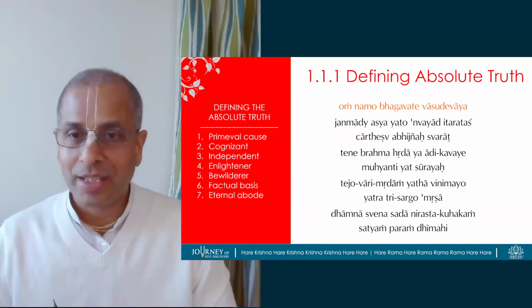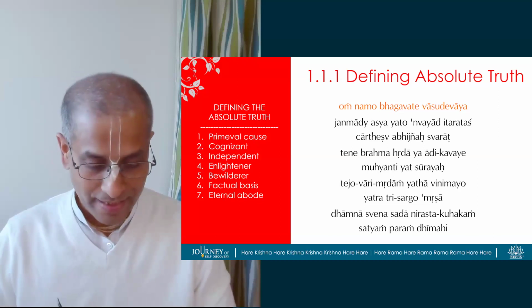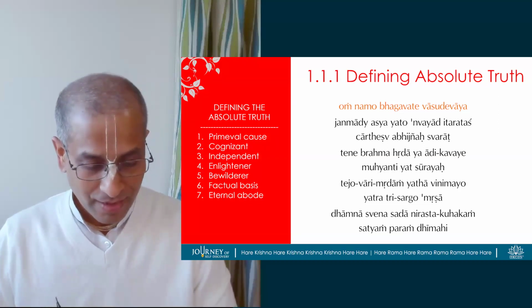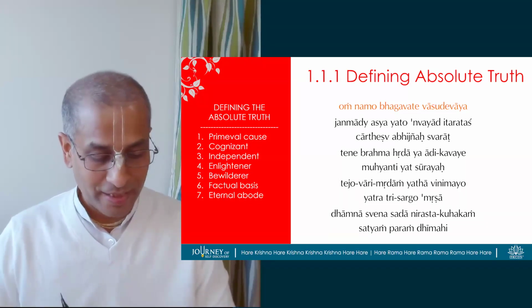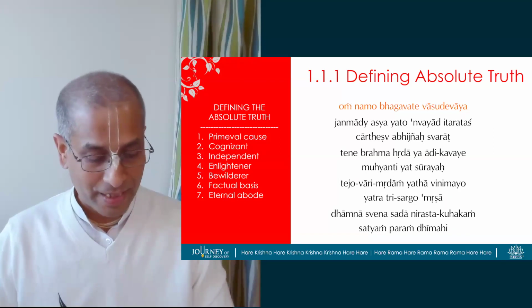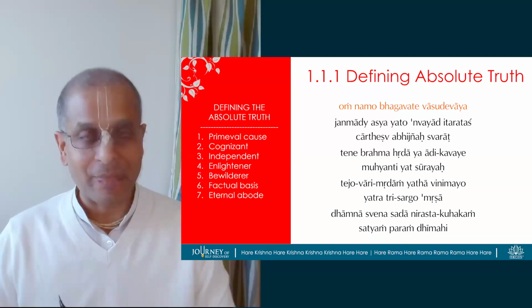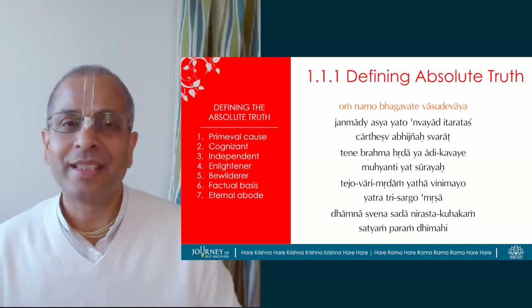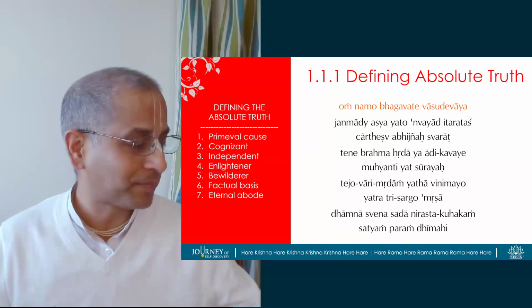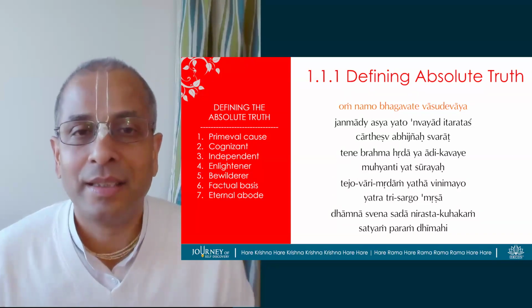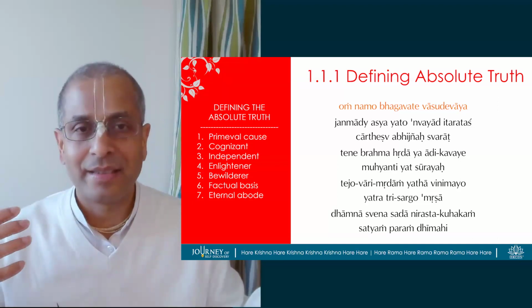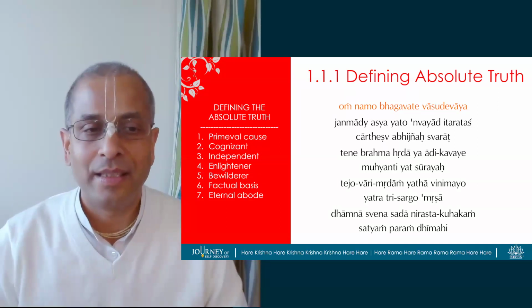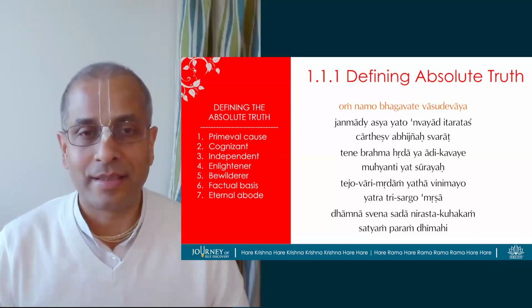And then it is mentioned that he is the factual basis. Yatra tri-sargo mrisha. Only because of him do the material universes, temporarily manifested by reactions of the three modes, appear factual. So basically what these two points are mentioning is that the Lord has unlimited energies, but at a very high level, he has two main energies or potencies.